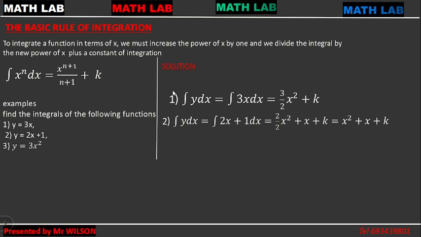Okay, it's very easy. So you integrate y dx, that is the integral of 2x plus 1 dx, which will be equal to, you increase the power of x by 1, you get x squared divided by 2. But since there was another 2 in the function, we divide the 2, and we get 1. Now integrating the 1 with respect to x, we just get x, plus the constant k. So the final answer is x squared plus x plus k.